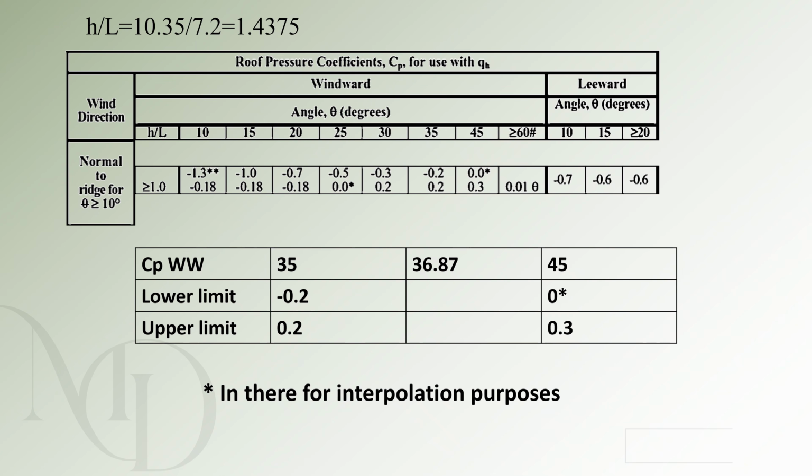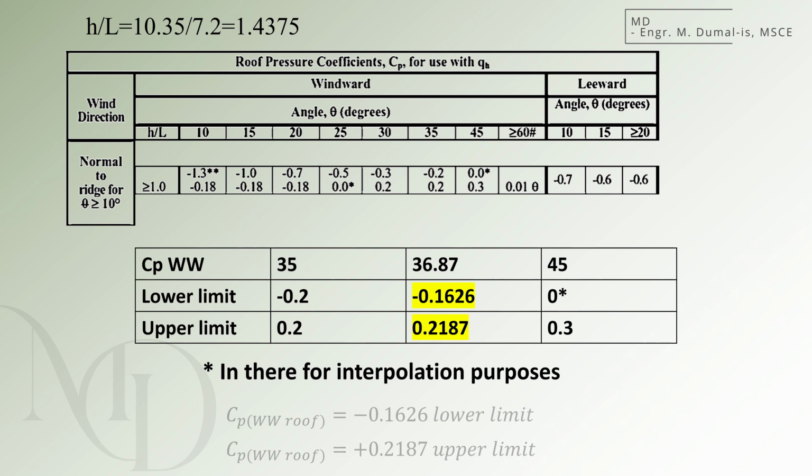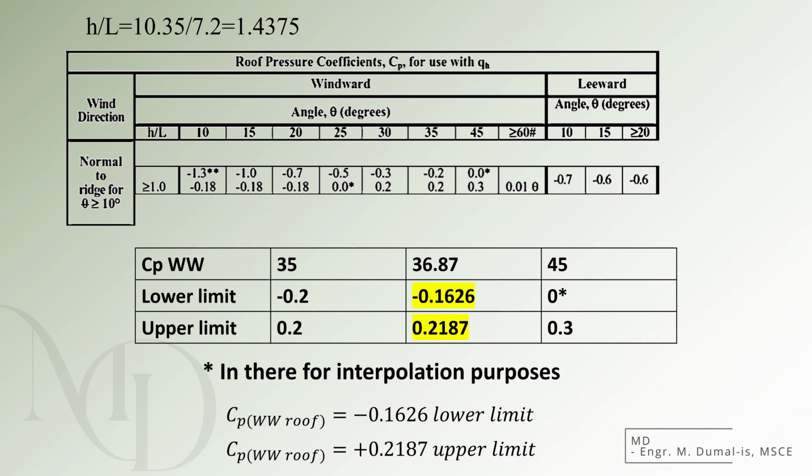Finally, we will interpolate between the tabulated values for 35 and 45 degrees to obtain the precise C sub P for each roof upper and lower limit. Use linear interpolation in the slope direction. The value of C sub P for the lower limit after interpolation is negative 0.1626. For the corresponding roof zone, the interpolated C sub P at the upper limit is 0.2187.